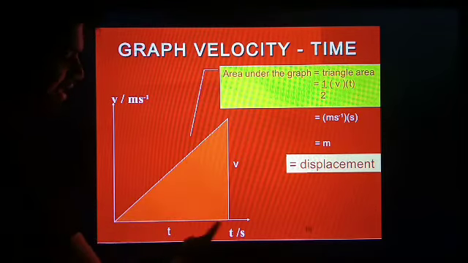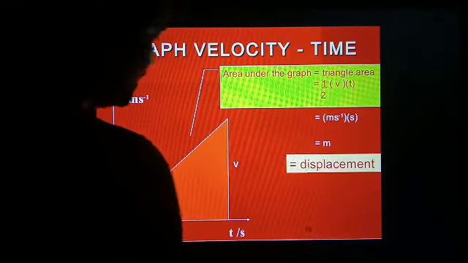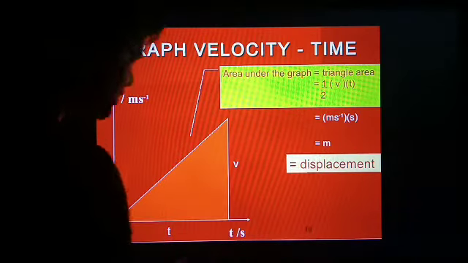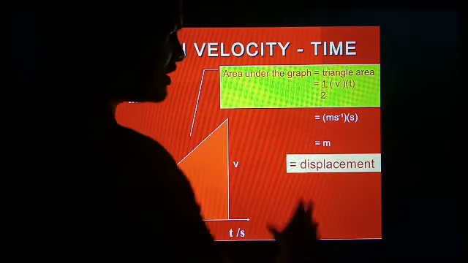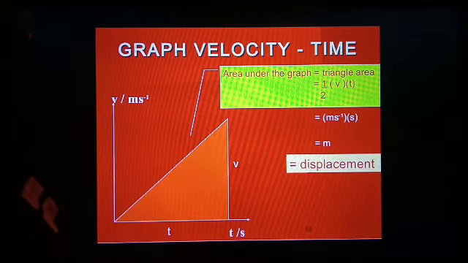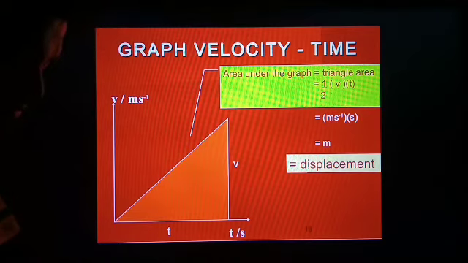Because it is a right angle triangle, the area under the graph is equal to the triangle area. The area of a triangle is equal to half base into height. Half base is what? T. Height is what? V. So half Vt. So this is called displacement. Suppose that the graph was rectangular, then you have to apply the area of the graph, that is equal to length into breadth.